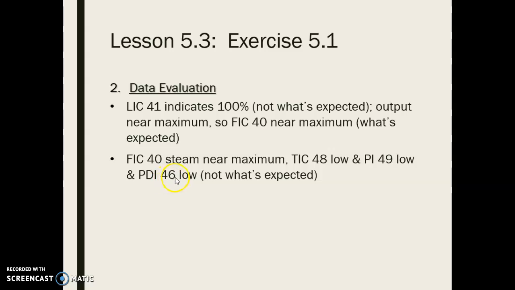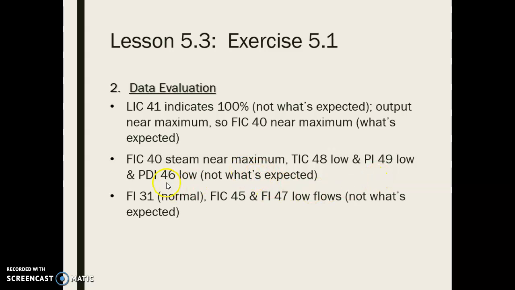And our differential pressure is low. If we had good steam and heat transfer in that column, we wouldn't see these low. The pressure is low because the differential pressure is low, because there's probably not enough vapor being generated. FI31 is our input feed, and that's normal.